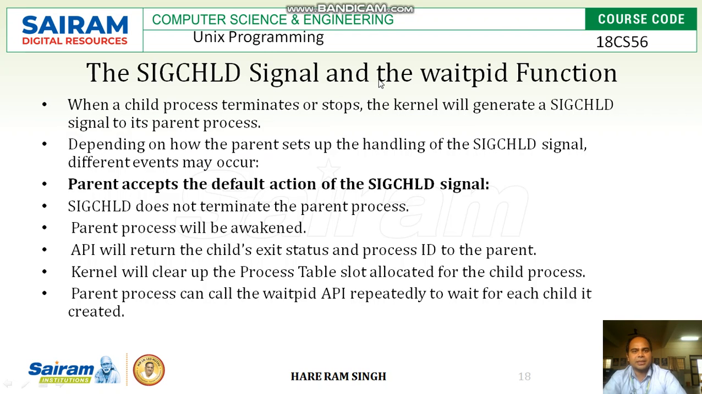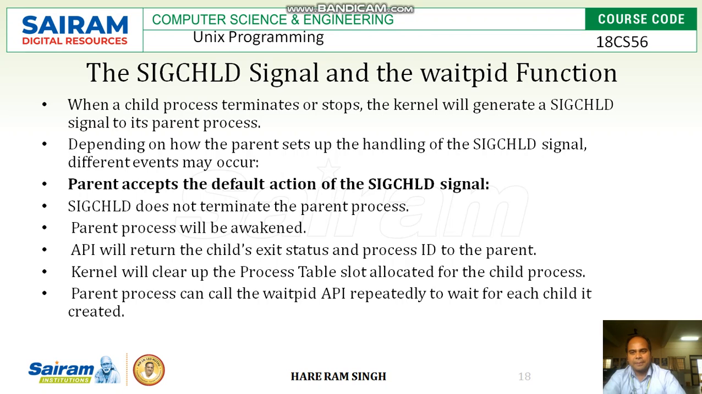So the SIGCHLD signal and waitpid function. When a child process gets terminated or it gets stopped, the kernel will generate a SIGCHLD signal to its parent process. I hope all it is clear. When a child process gets terminated, the kernel will send the SIGCHLD signal to the parent process of the child process.